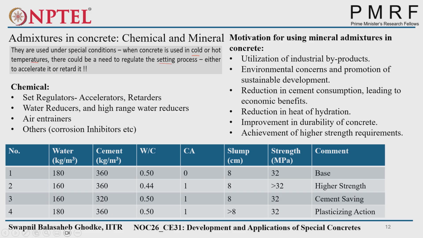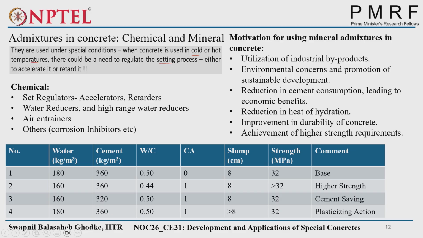But yeah, majorly two are more useful for us. One is higher strength and cement saving. Plasticizing action is on a conditional basis. If you require plasticizing action, then only you can use it for that purpose. It is not like flowable concrete, but it will be more workable than the earlier one. So that's why it is called a plasticizing action.